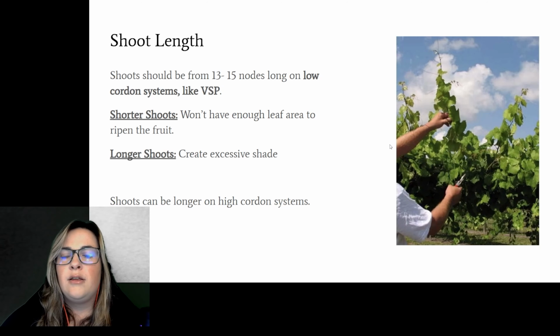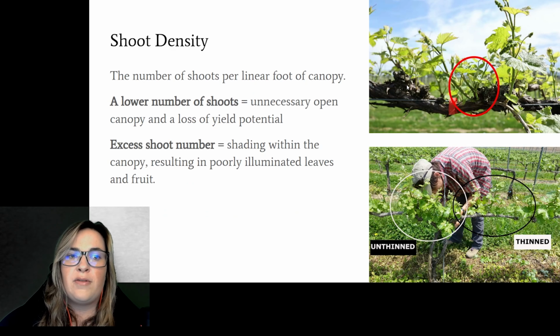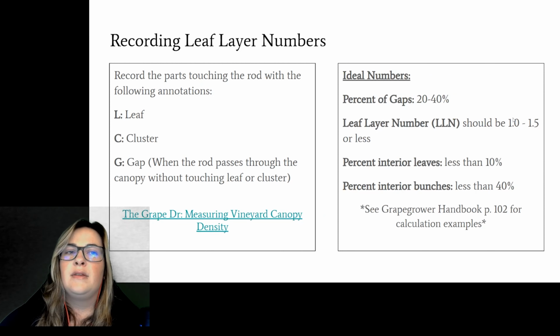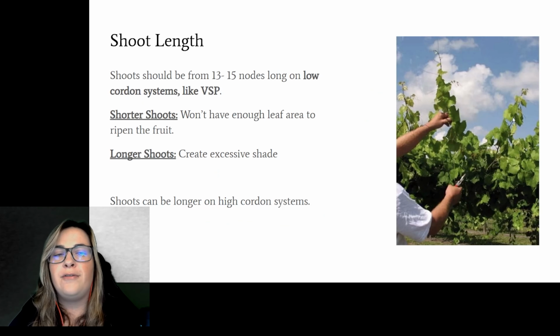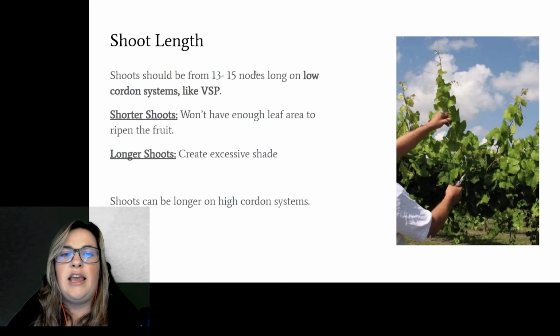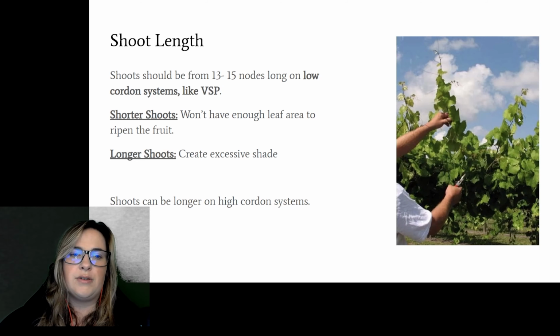Okay, the next thing you can do to assess the character of your canopy is the shoot length. So first we talked about shoot density, then your leaf layer number, and now on to shoot length. The length itself should be an indication of the character. Generally speaking, if you are on a low cordon system like VSP, which is vertical shoot positioning, you should be 13 to 15 nodes long. So every alternating leaf, and everywhere there's a little node, 13 to 15 of those.